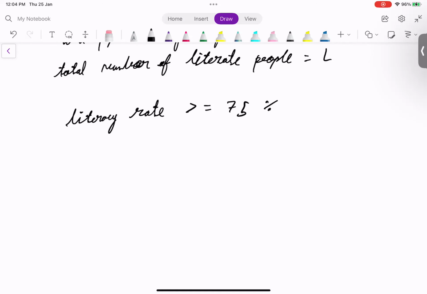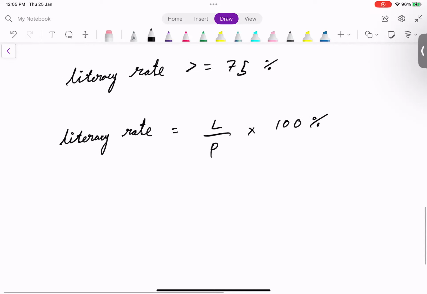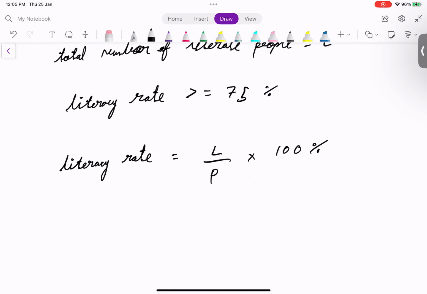In the question, it's mentioned how literacy rate is calculated. According to the question, literacy rate is calculated as follows: literacy rate is equal to L by P into 100%. So this is the question. We need to say whether literacy rate is greater than or equal to 75% or not.